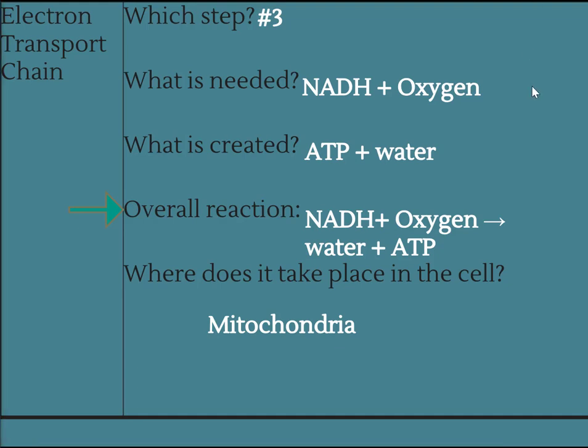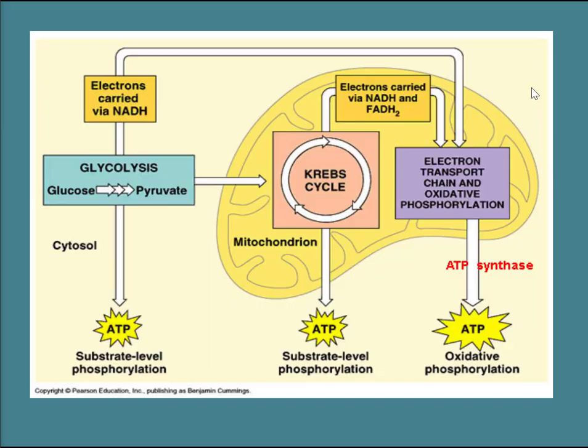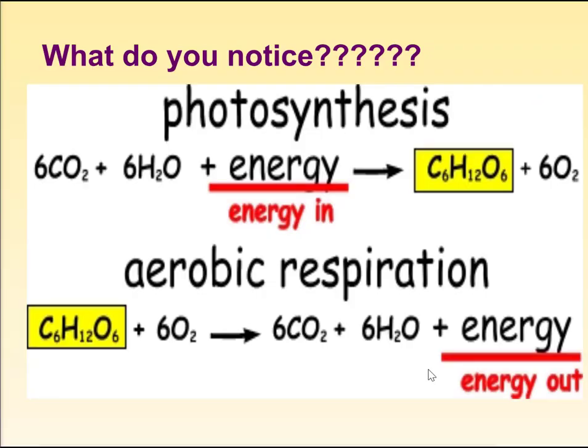Now, what's unique about cellular respiration and photosynthesis, if we take a look, photosynthesis, we needed CO2 or carbon dioxide, we needed water, and we needed energy. And we created glucose and oxygen. Cellular respiration, we need glucose and oxygen to create carbon dioxide, water, and energy. So photosynthesis and cellular respiration, these equations are just flipped. So you guys already know photosynthesis, so aerobic respiration, it's just backwards.